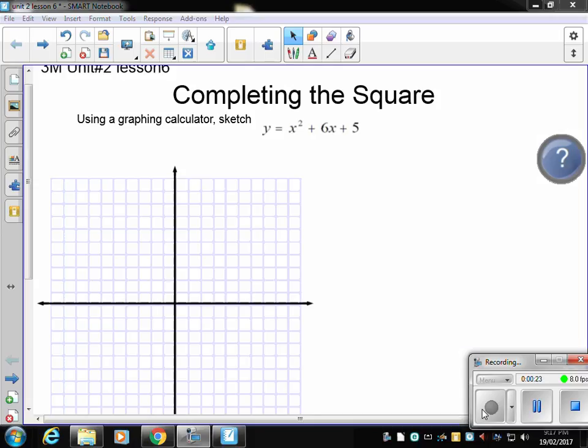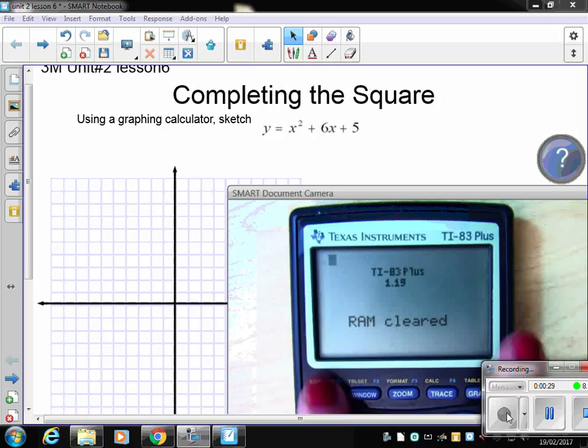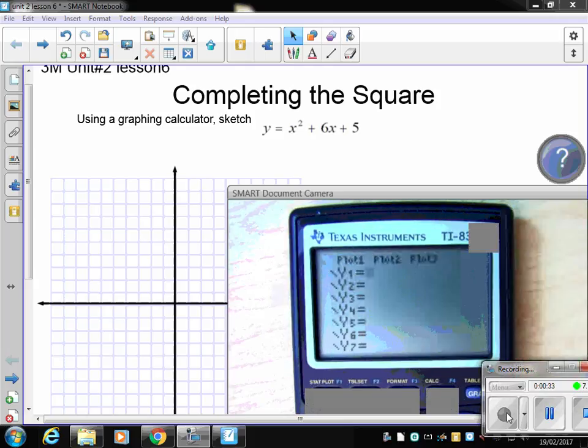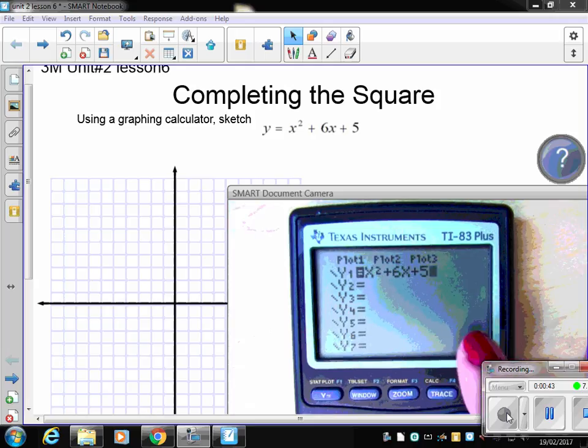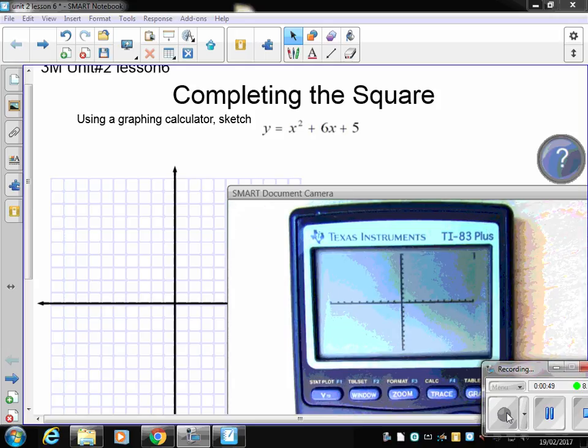Y equals x squared plus 6x plus 5. So we're going to type in this equation. I go to the y equals button, and I'm going to type in x, square it, plus 6x plus 5. My numbers are on the smallish side, so I assume my domain and range are fine in the normal windows, but let's hit graph and see what we see.